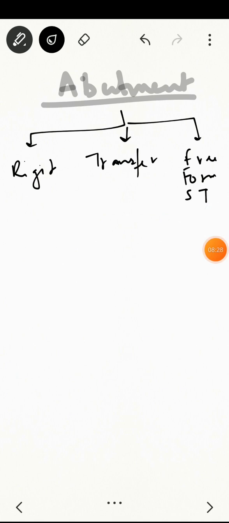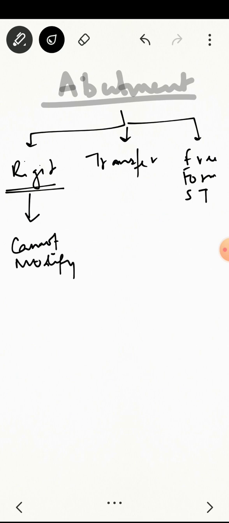The rigid abutment is rigid, as the name suggests. We cannot modify the abutment. Modify in the sense we cannot trim it, we cannot reduce its size. It is only used for cement retained prosthesis, and we have to take an abutment level impression.